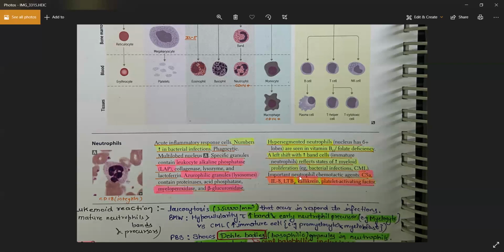So whenever you have any kind of infection or any kind of leukemia, you will have the immature neutrophils, right? And by looking at the stages of the neutrophils, you can determine whether the patient is having a bacterial infection or this leukemia.